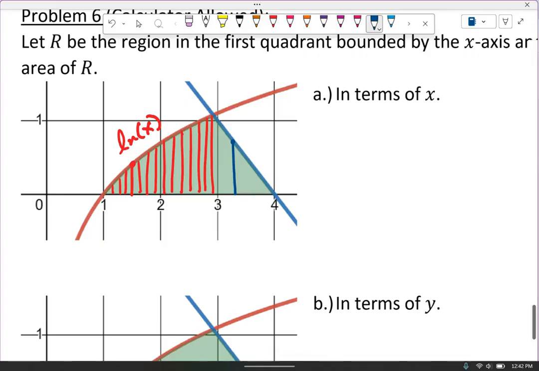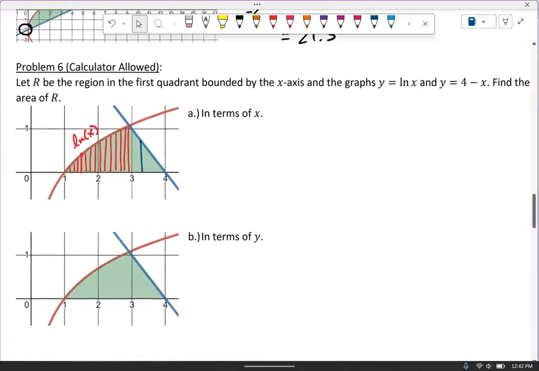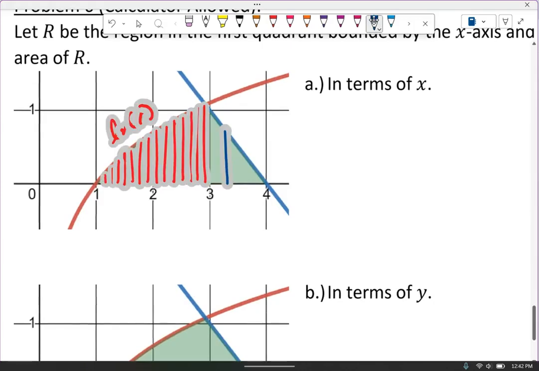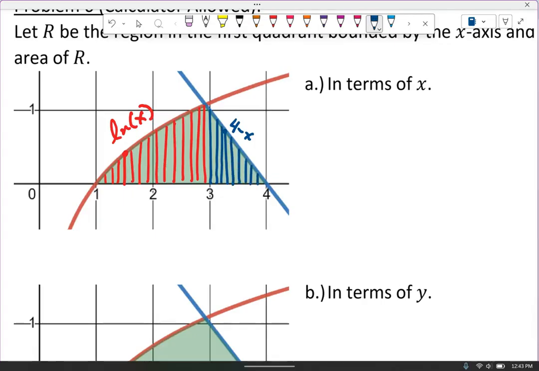But then as I go past that point of intersection, what is my top now? The linear, which was what? What's that linear equation? 4 minus x, yeah. All right, so that's the 4 minus x. And every place past that point of intersection, we're going to be using the 4 minus x, and my bottom is 0. So looking at that, what would we need to do to set up this area?